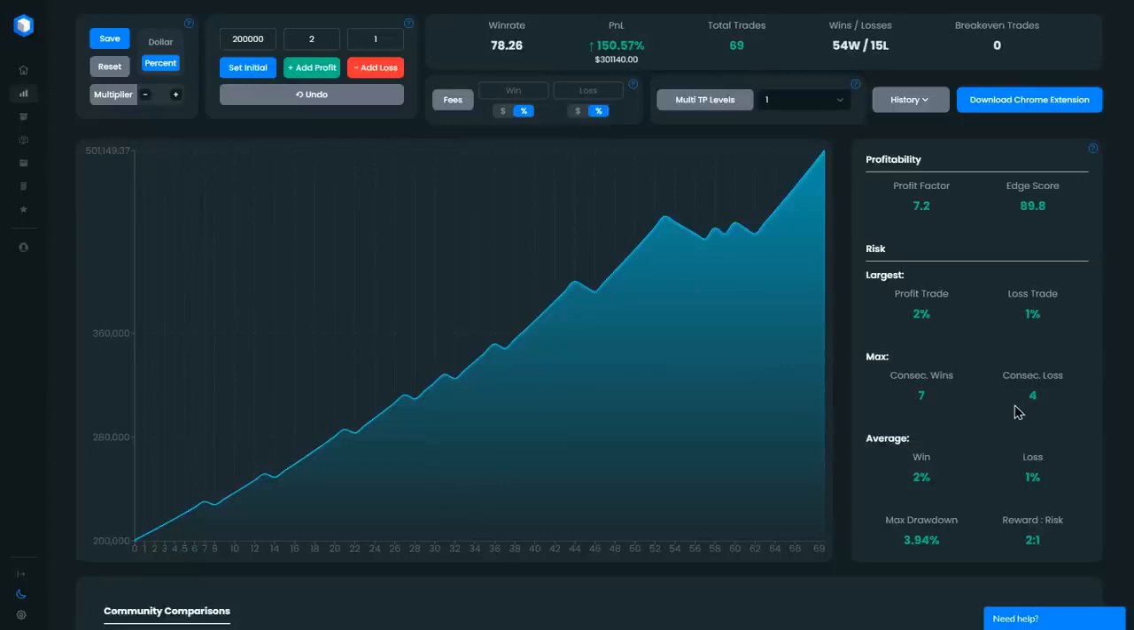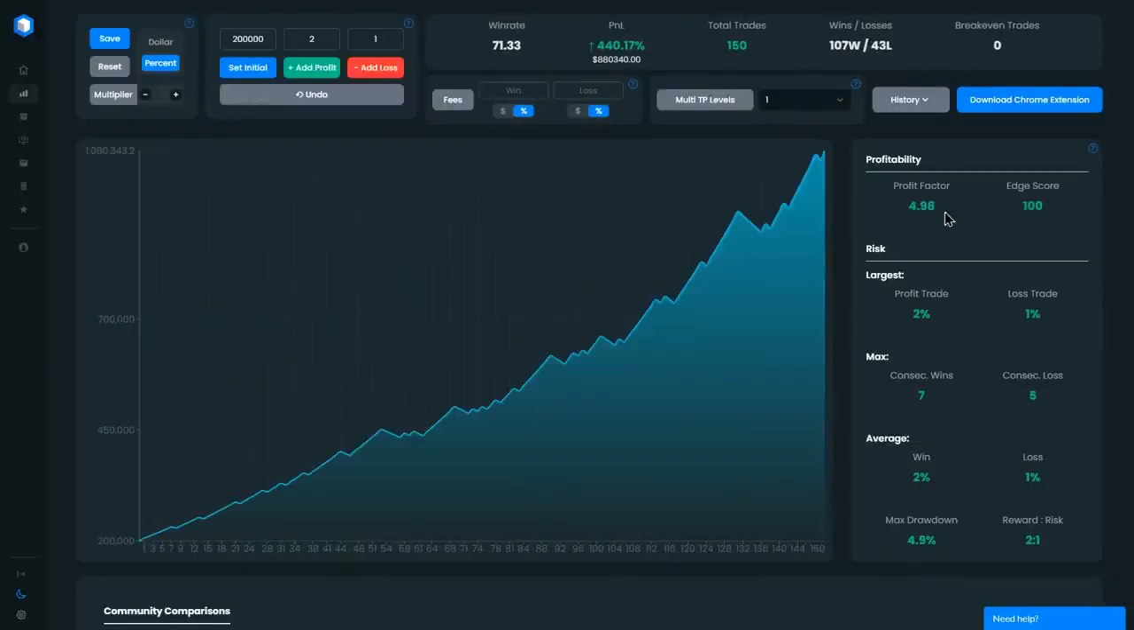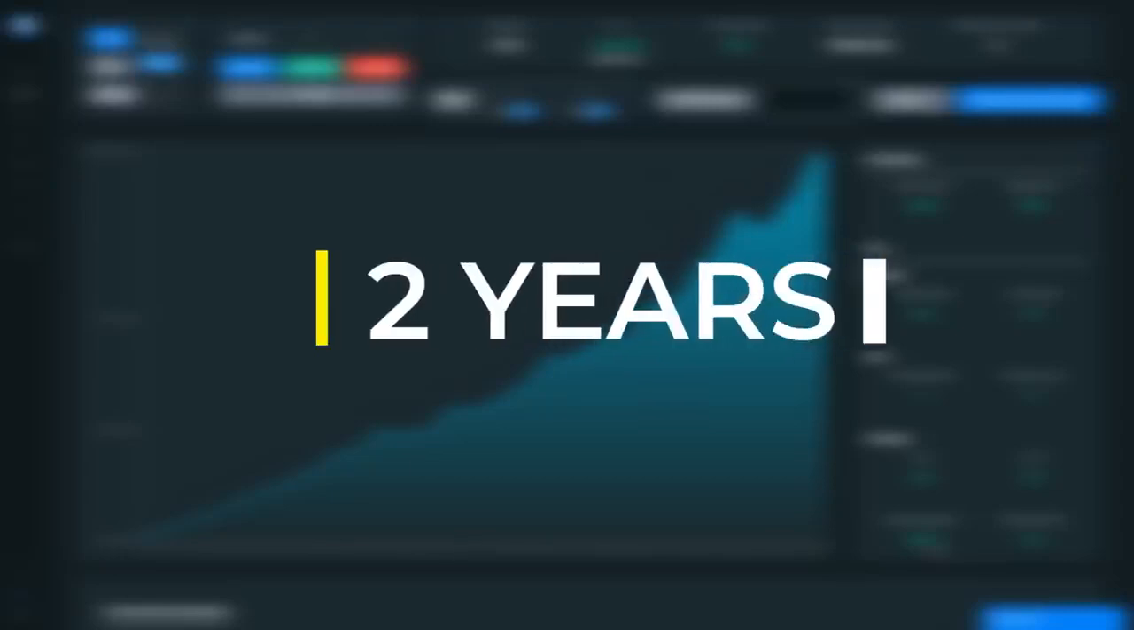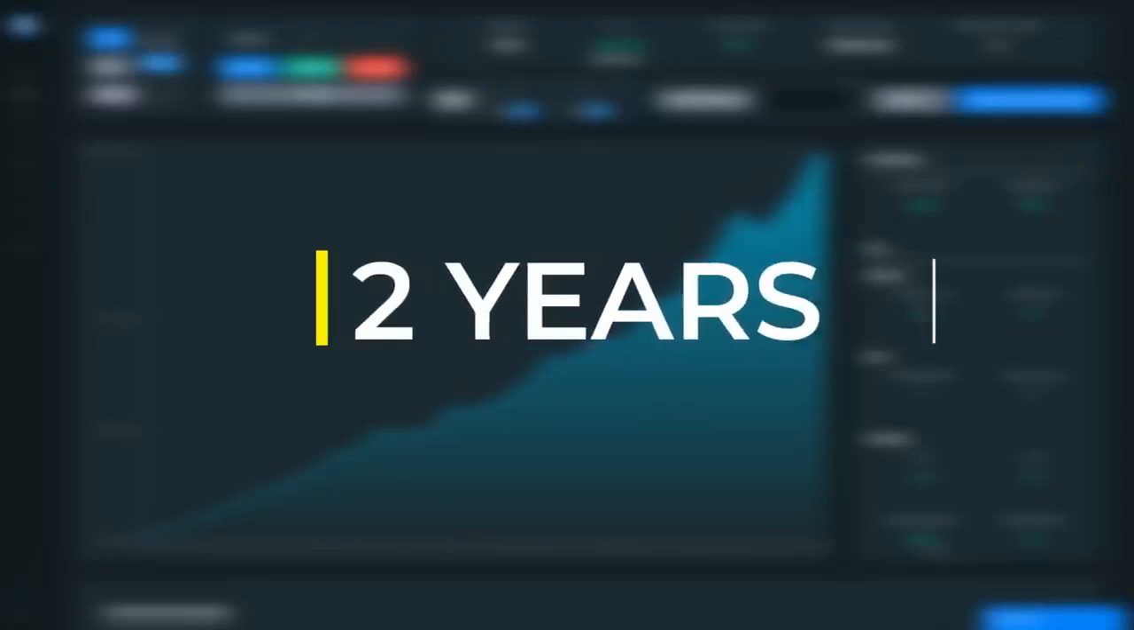Well, enough of 2022. Here are the numbers for the entire 2-year backtest. After 150 trades, we see that the win rate of this strategy was 71%, and the gain on the account was 440%. These numbers are really good. We see that it had an amazing profit factor of 4.98, 7 consecutive wins against 5 consecutive losses, and a maximum drawdown of 5%. And as mentioned earlier, it took me 2 years to find these 150 trades.